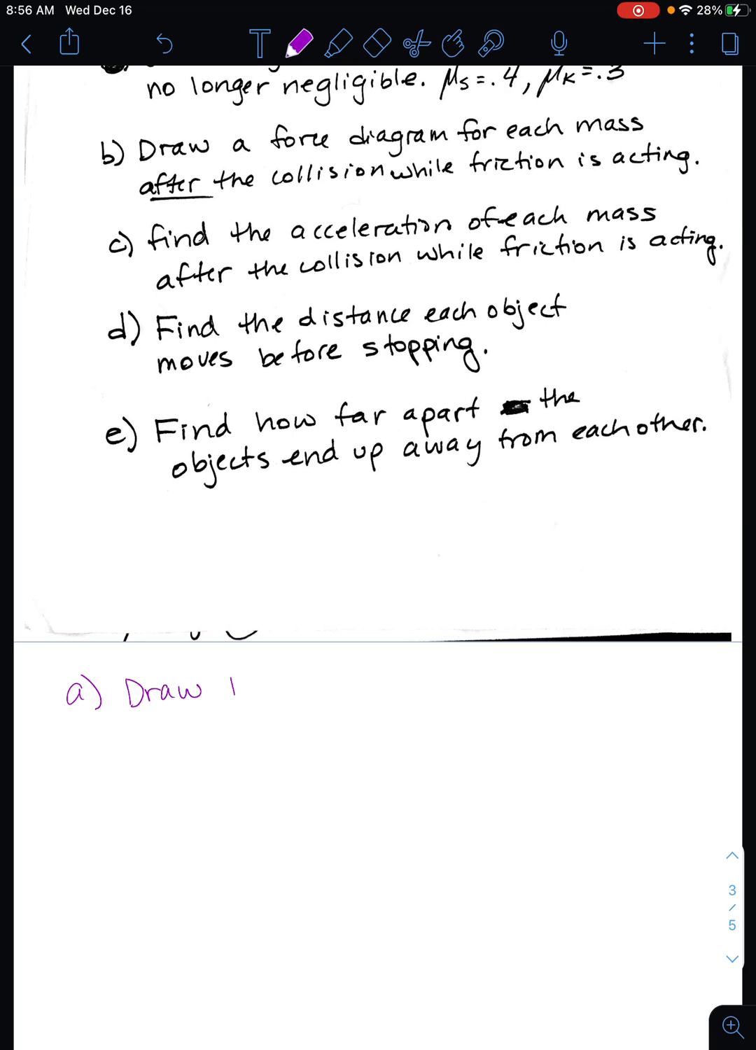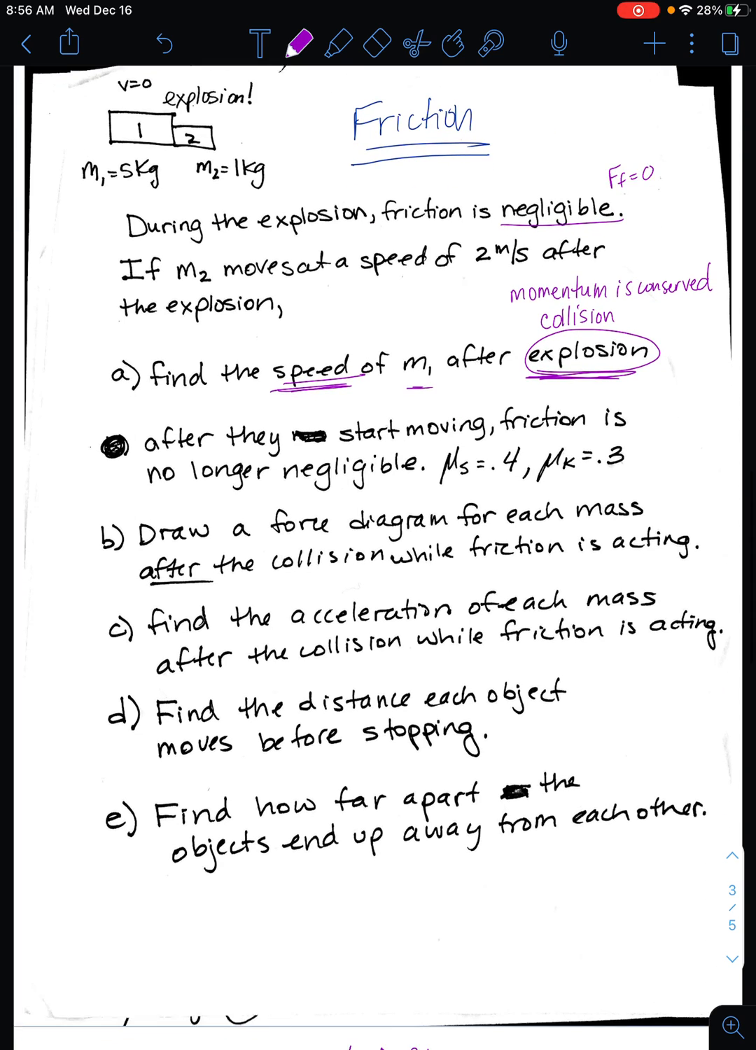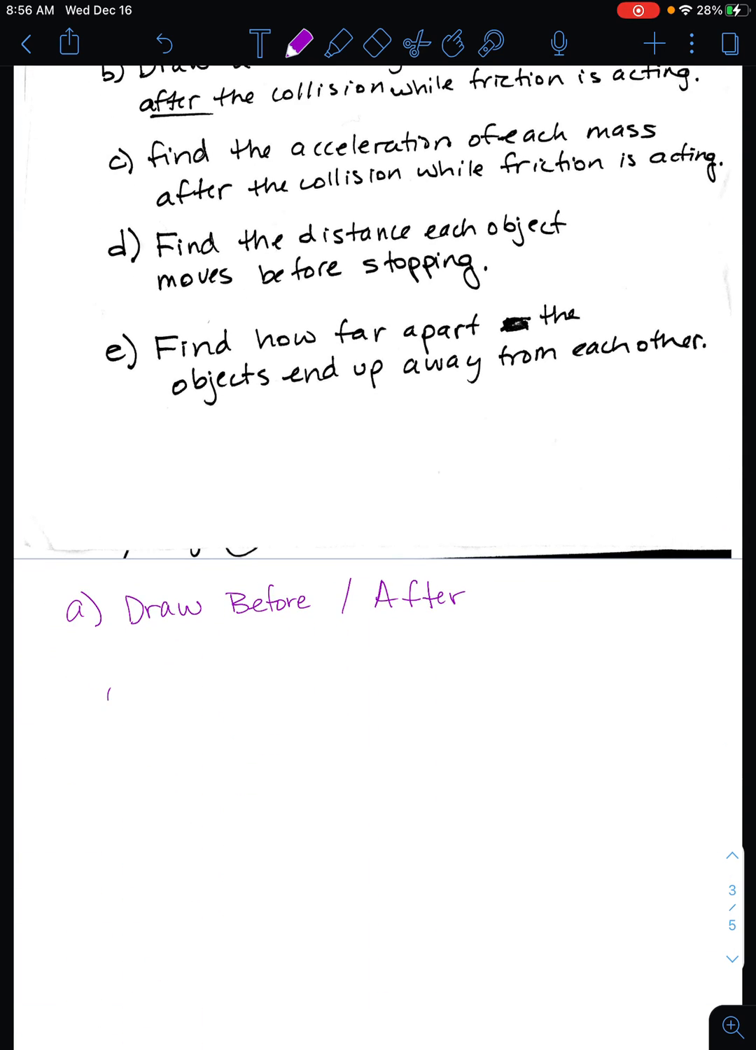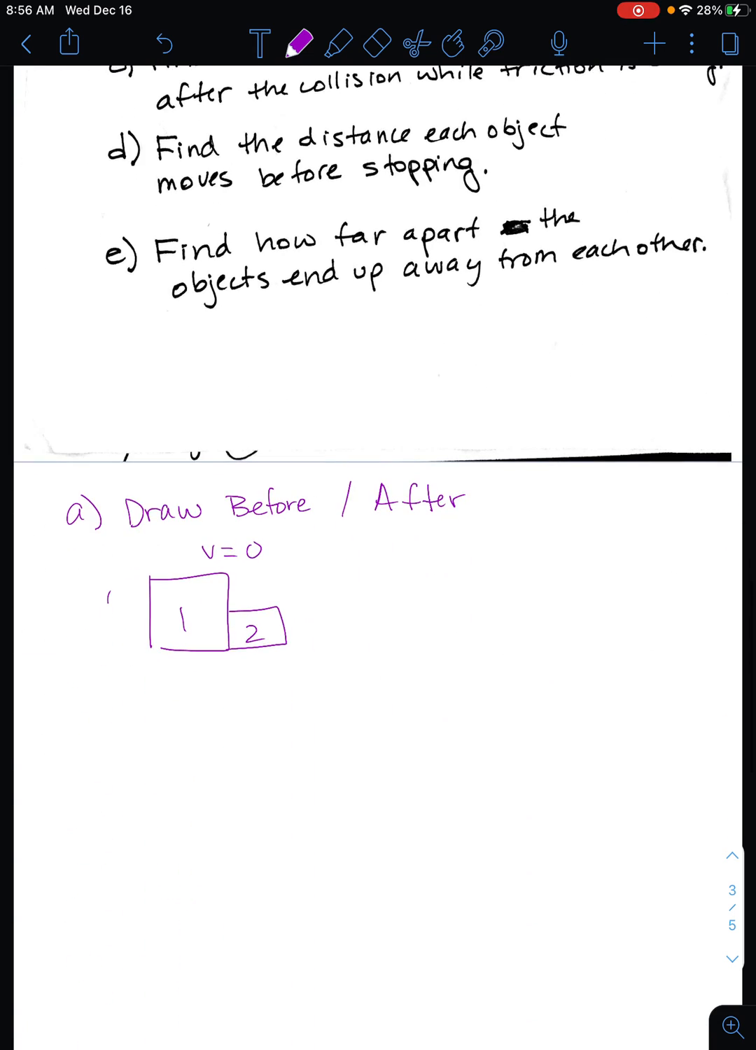So what are both objects doing before they collide? What are both objects doing after they collide? So the before picture is provided for us. They're both at rest. So we've got object 1 and object 2 that are both not moving. 5 kilograms and 1 kilogram. When they explode, they'll explode away from each other. What that means is that object 1 is going to move to the left, object 2 is going to move to the right, and because the momentum was 0 beforehand, the momentum has to add up to 0 afterwards.